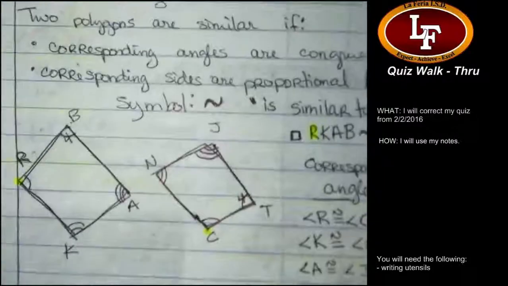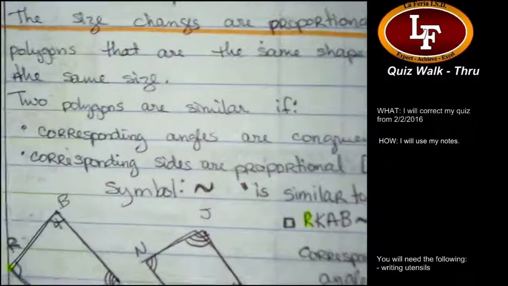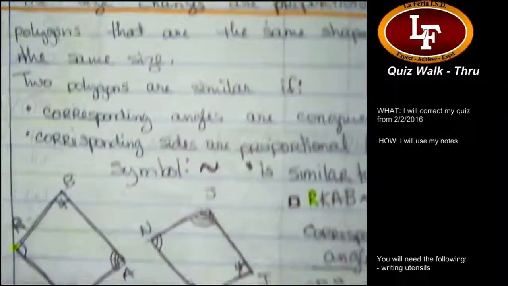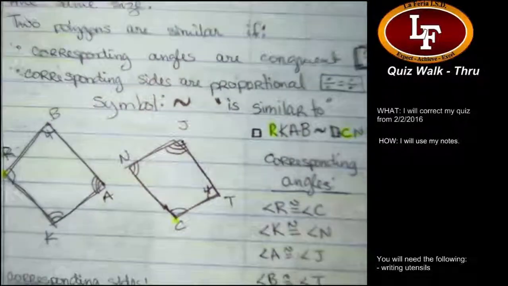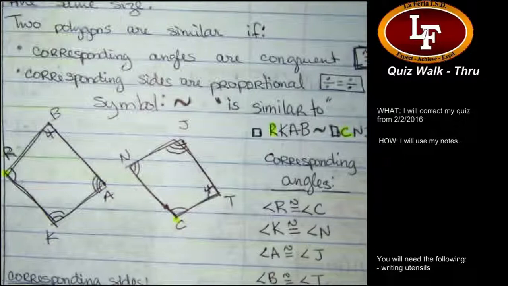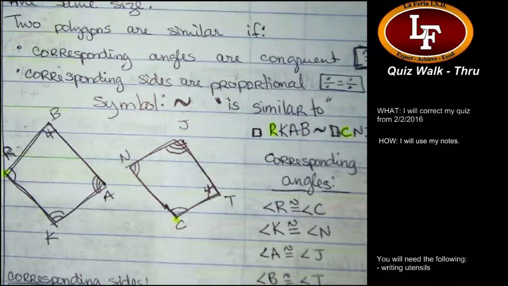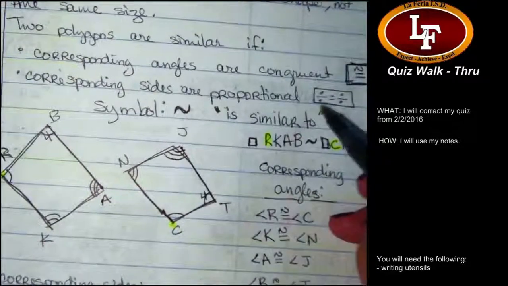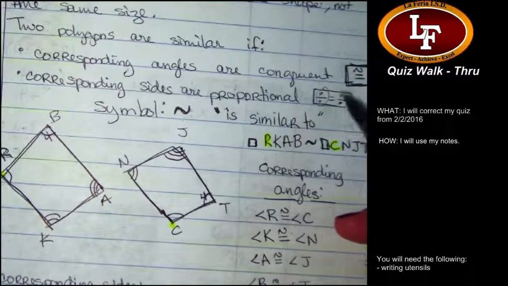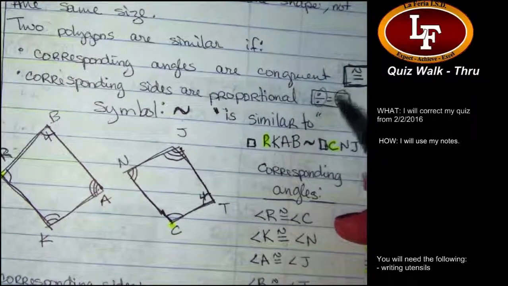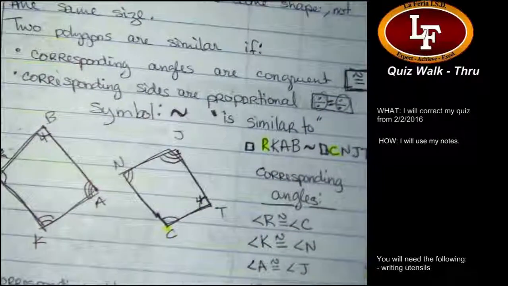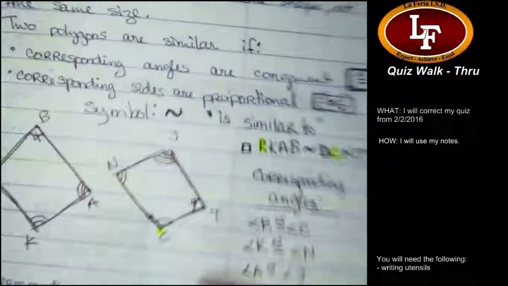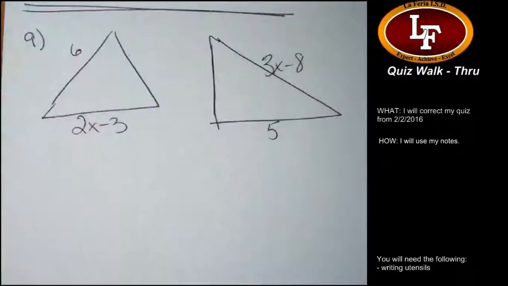Okay, here's my definition for similar polygons. It says that they're the same shape but not the same size, and they're similar if the corresponding angles are congruent, have the same measure, or the corresponding sides are proportional. Meaning I can write fractions between the sides in some relationship to each other, and they're always going to be equal. And I can use that to help me write an equation that then I can solve for x.